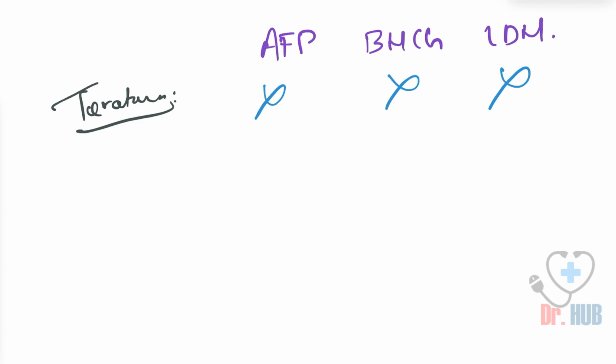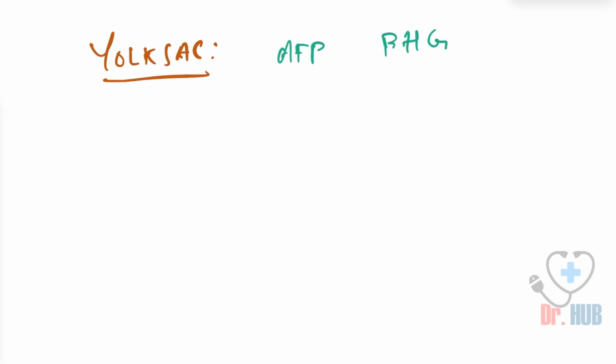Now we'll be answering our questions. We asked 2 questions initially. So what are these 2 questions? The first question was, what is the yolk sac tumor? In terms of yolk sac tumor, the AFP, to write it down, AFP, then we look at the beta HCG and the LDH.